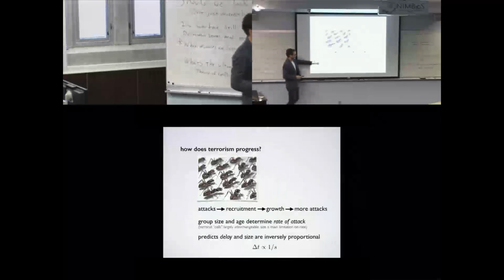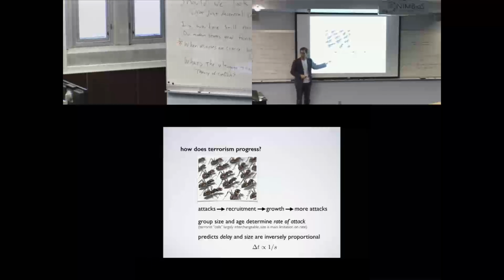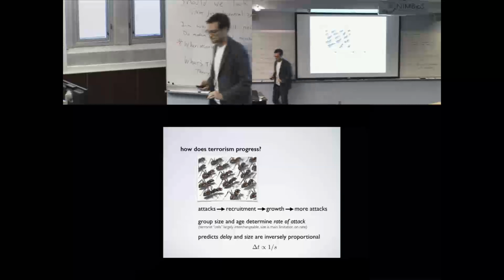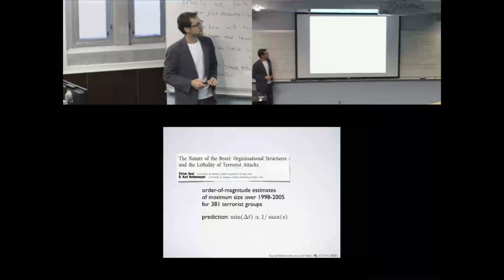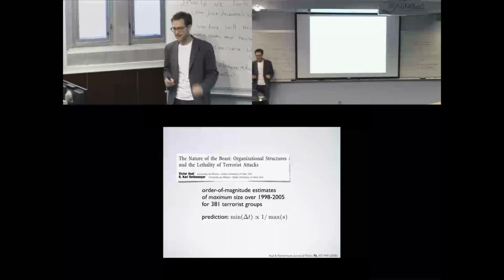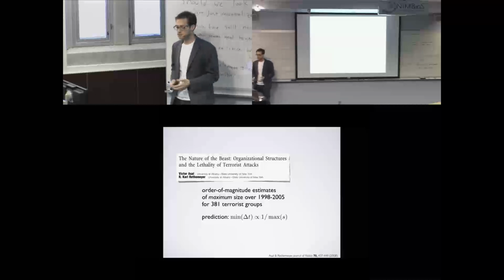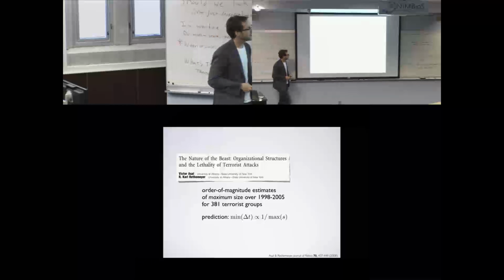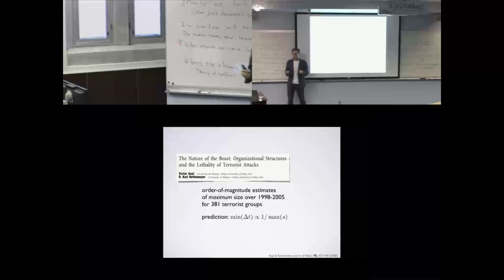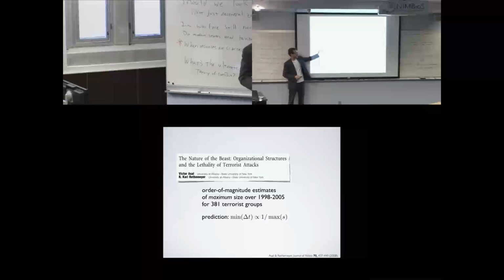We really want to be able to measure size itself and show that this variable is related to the delay between events. So we want to be able to test this prediction very directly. We can do this in kind of a backhanded way, in part because Victor Asal and Karl Rethemeyer collected some data on the sizes of groups. It's not perfect data in the sense that we don't get to talk to the HR people about how many people they have in each of the groups. Instead, they have these expert estimates of the maximum size a group attains over a 7-year period for a large number of groups.